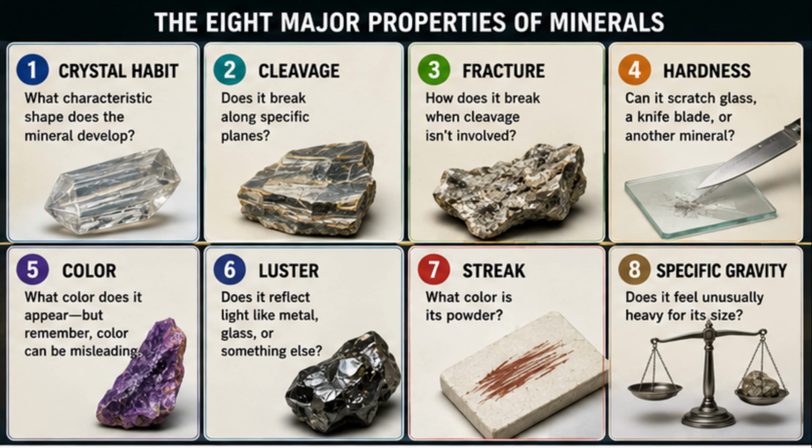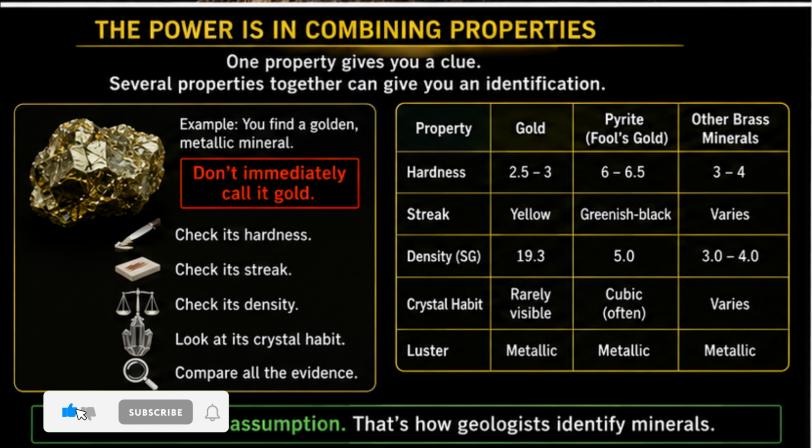Color: what color does it appear? But remember, color can be misleading. Luster: does it reflect light like metal, glass, or something else? The other is streak: what color is its powder form? The other is specific gravity: does it feel unusually heavy for its size? And we have our special clues: acid reaction, magnetism, fluorescence, radioactivity, and phosphorescence.